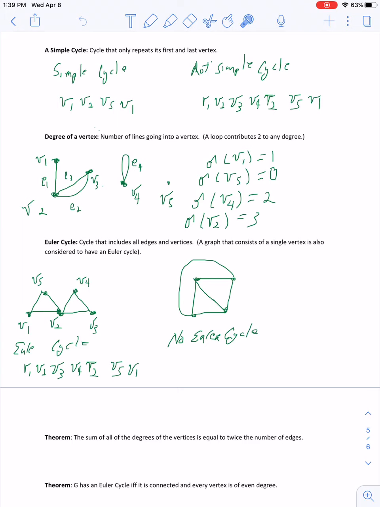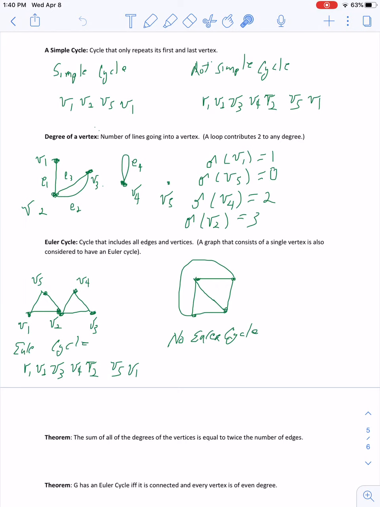Now there's only one exception to an Euler cycle, and that is that a graph that only has one vertex, period, is also considered to have an Euler cycle, even though, okay, if it just has one vertex, then it can't possibly have a cycle of positive or closed path of positive length, which is the way we define a cycle, but we still say it has an Euler cycle.